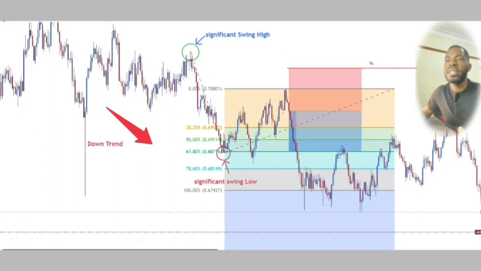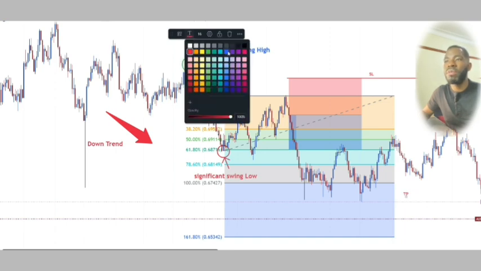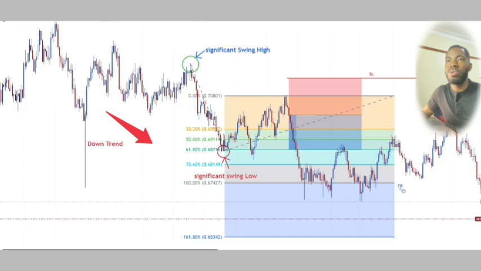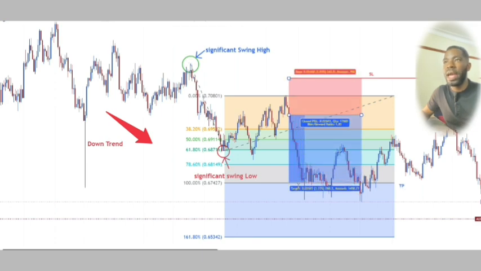So as you can see, your take profit would be here. Your take profit would be at the 100%, most ideally from 38.2 to 100%. As you can see, at the 100% the price started playing about. So we would take our profit right here, at the 100%. We'll take it at that.